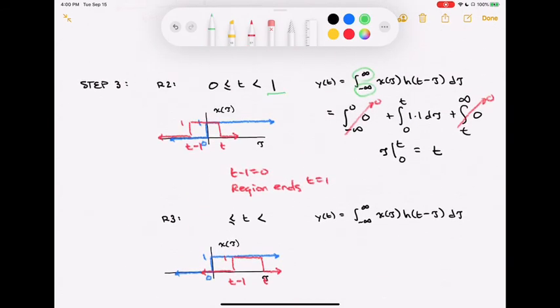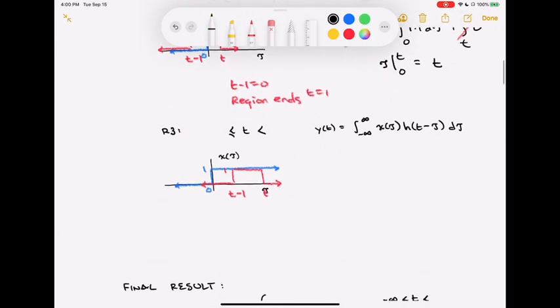So the last region ended at 1. And that just means that my next region, region 3, starts at 1, right? And it's going to go out until the region ends. And we found out that it goes out to infinity, because that red pulse is fully contained in that unit step going from t equaling 1 all the way out to infinity. Now, in this region from 1 to infinity, what does my integral look like?